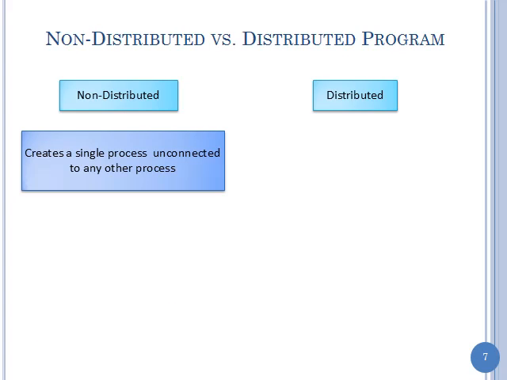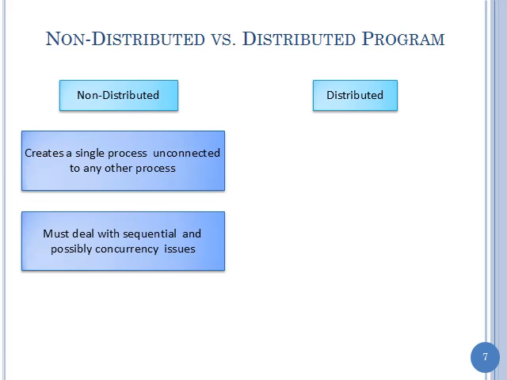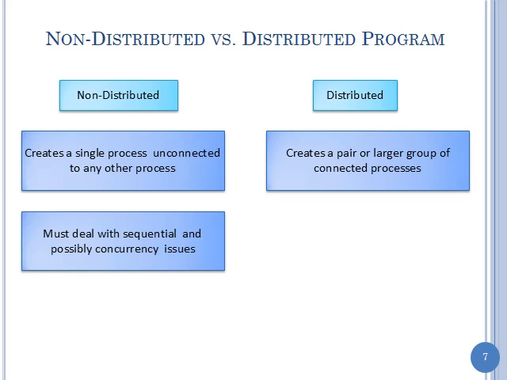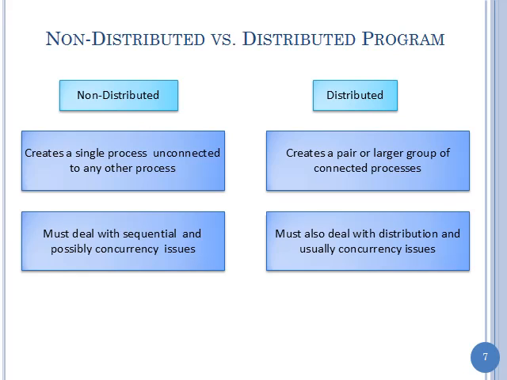So non-distributed creates a single process unconnected to any other process, and must deal with sequential and possibly concurrency issues. Distributed creates a pair or larger group of connected processes, and must also deal with distribution issues, which are related to concurrency issues, but must typically also deal with fine-grained concurrency issues. Okay? So if you like threads, and if you like fine-grained concurrency, you'll see a lot of it here. Okay?